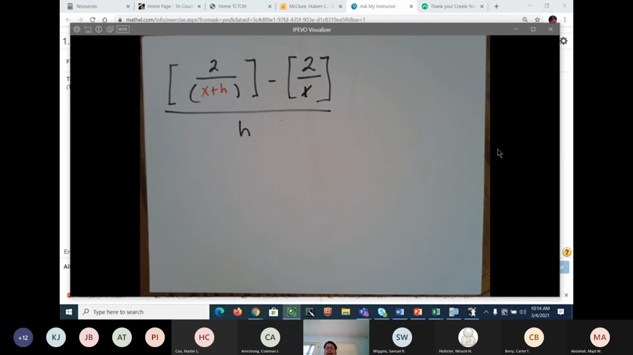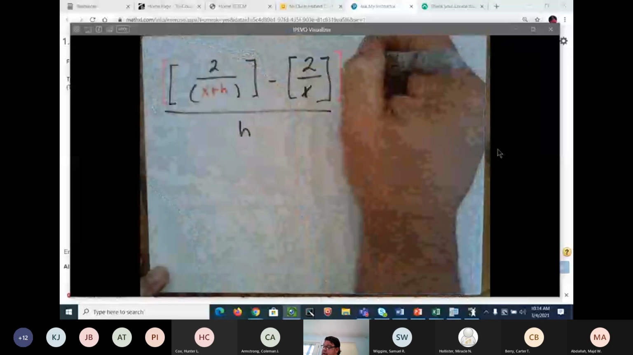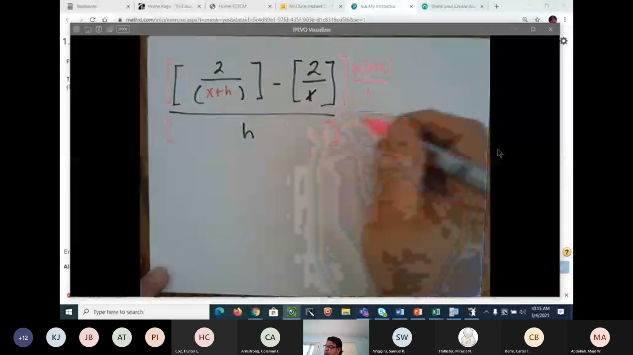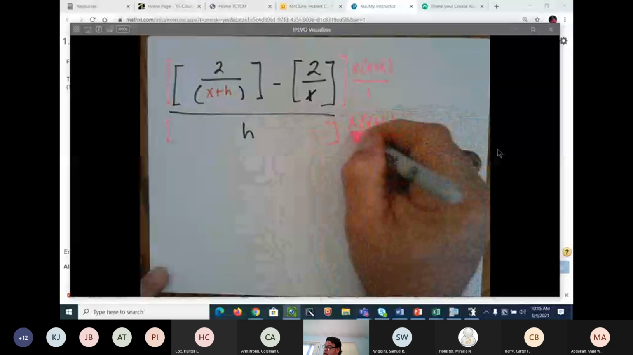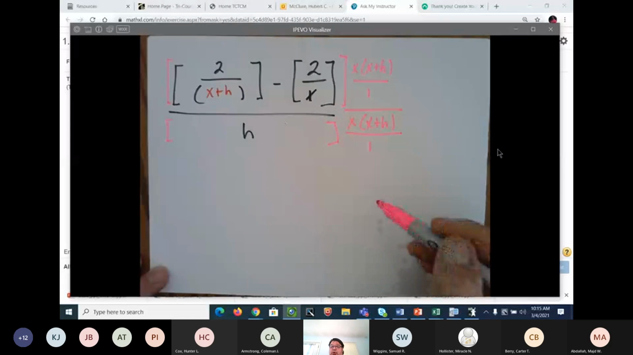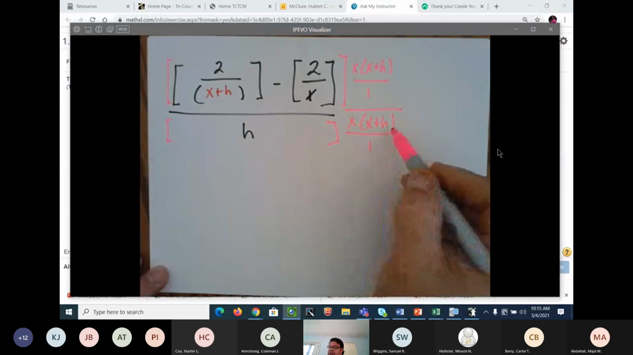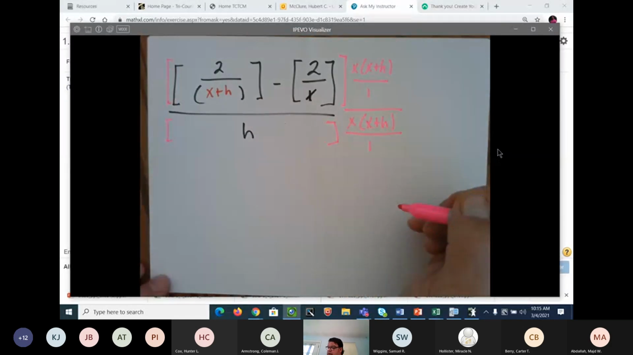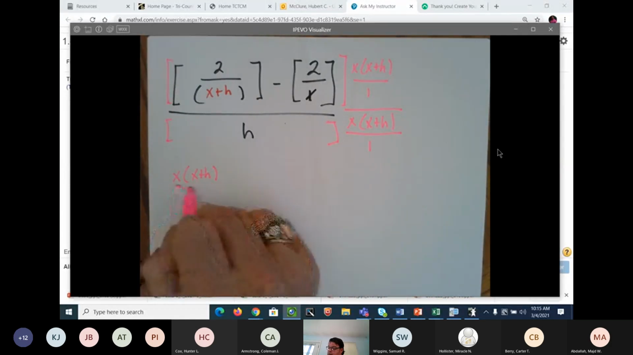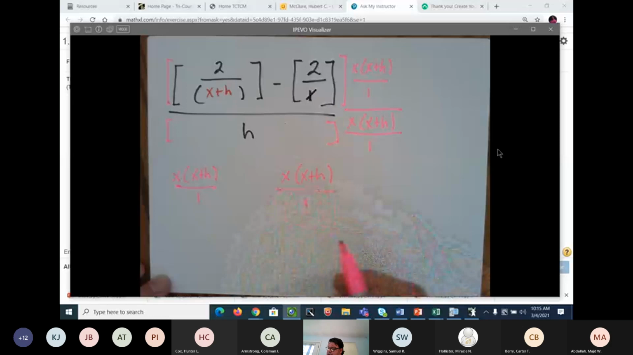All right, so what are we going to multiply by? The denominator. X times x plus h, over 1 over x times x plus h over 1. Because anything over itself is what? 1. So I'm multiplying by 1. Because x times x plus h over x times x plus h is 1. So I'm going to write that down for you here. This is a baby step I usually put in for students.